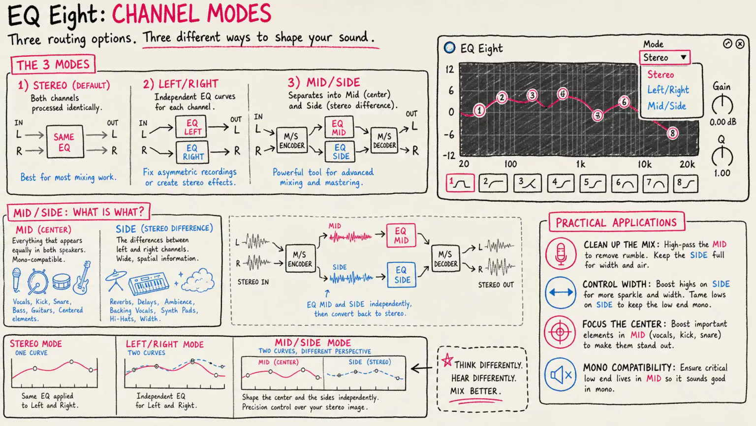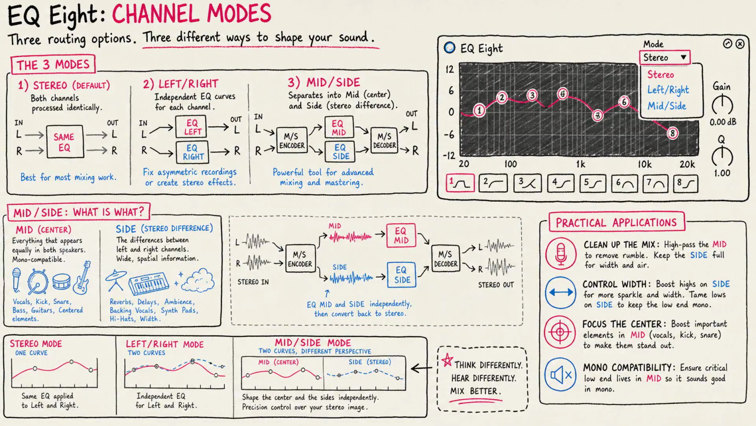EQ8's mode selector offers 3 routing options that dramatically expand its capabilities. Stereo processes both channels identically, the default mode for most mixing work. Left-right provides independent EQ curves for each channel, useful for correcting asymmetric recordings or creating deliberate stereo effects.